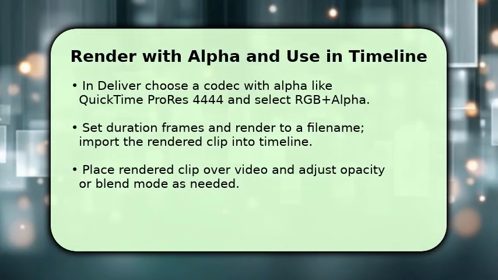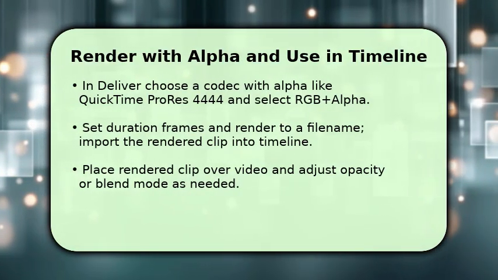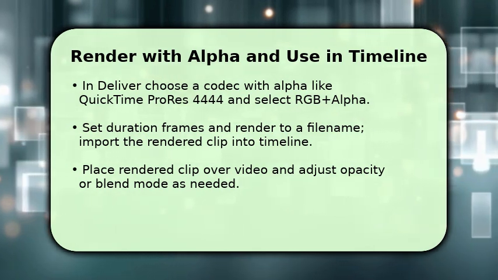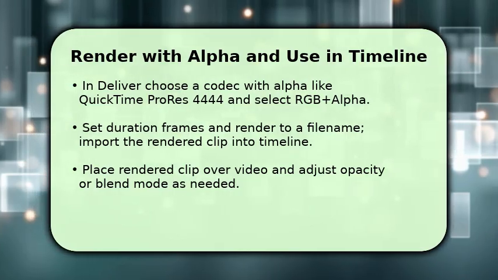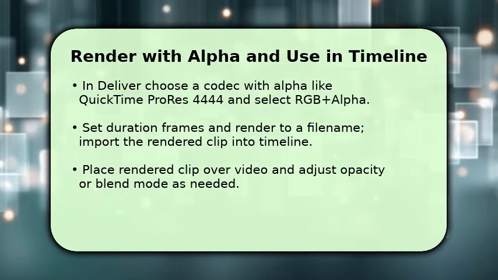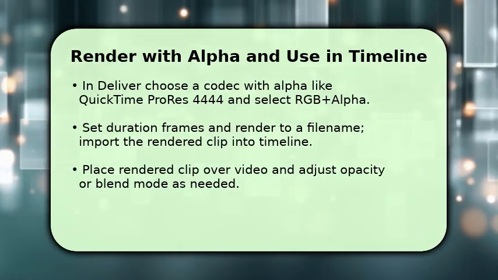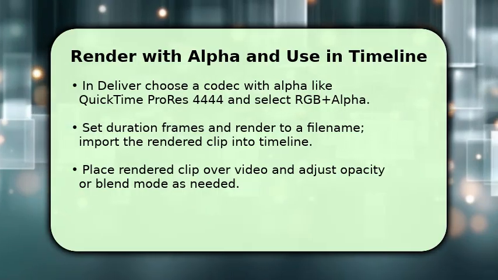Switch to the Deliver page and choose a codec that supports alpha, like QuickTime ProRes 4444. In export settings, set the export to RGB plus alpha to include transparency in the file. Choose your frame range or duration in frames and set a clear file name for the render.